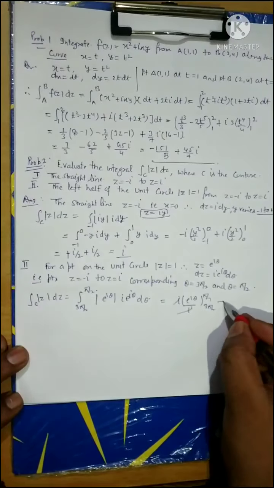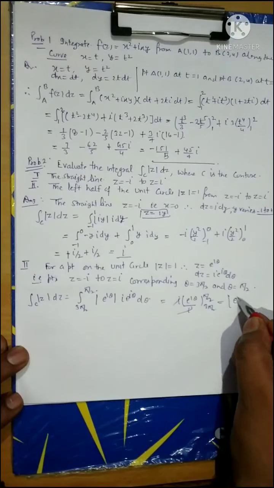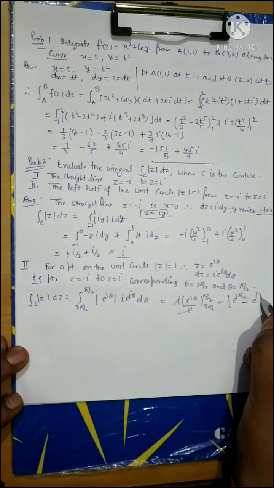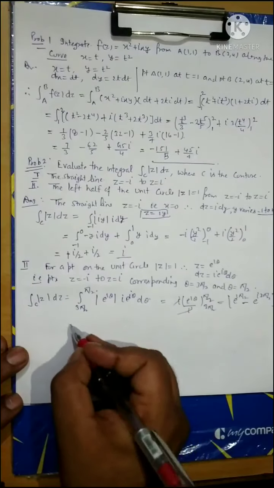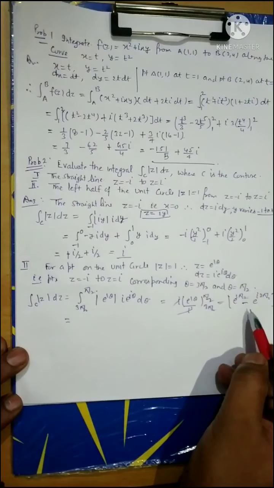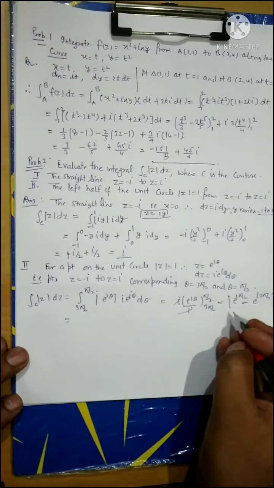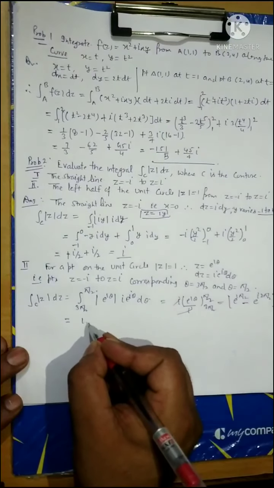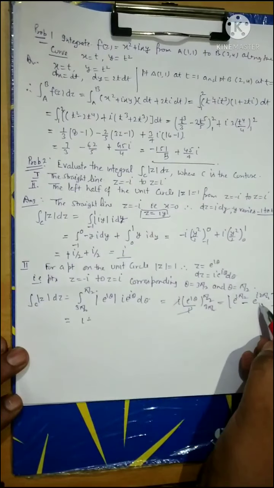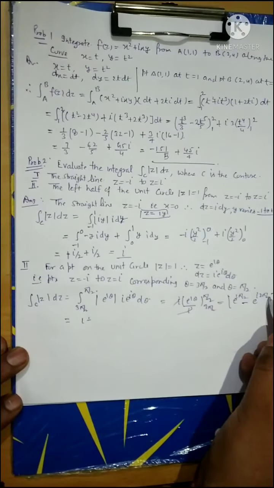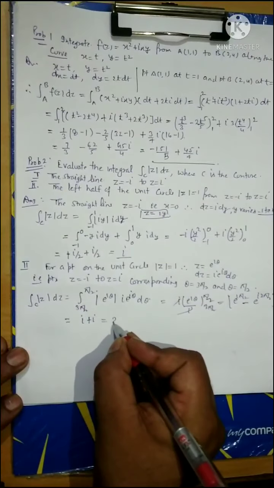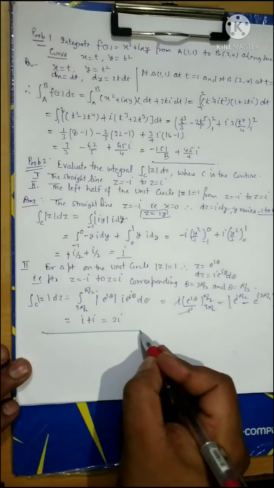Now i cancels by this, therefore e to the power i pi by 2 minus e to the power i 3 pi by 2. The value of e to the power i pi by 2 is i, plus minus e to the power 3i pi by 2 will be minus i, now plus i, therefore 2i. This is the complete solution.